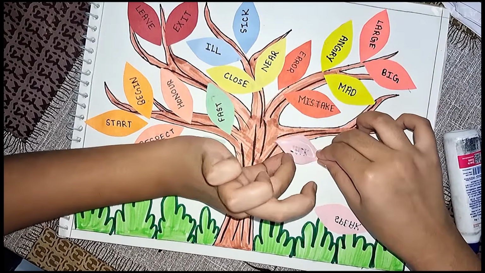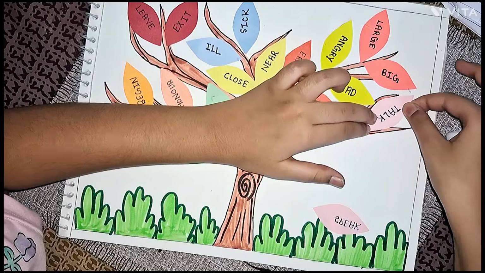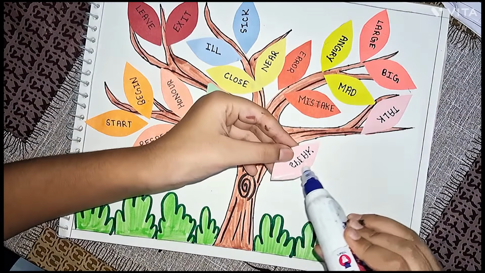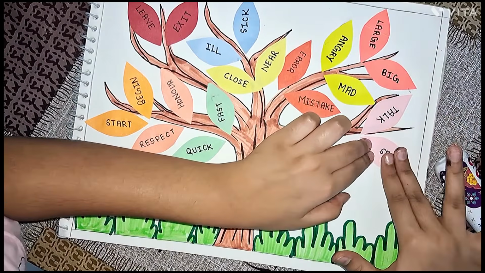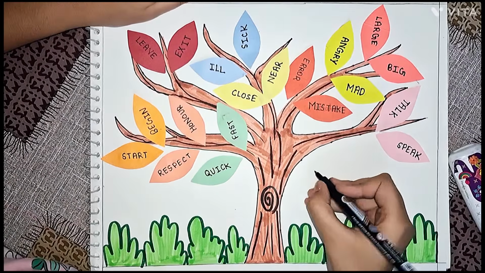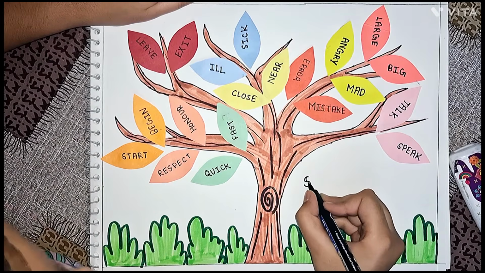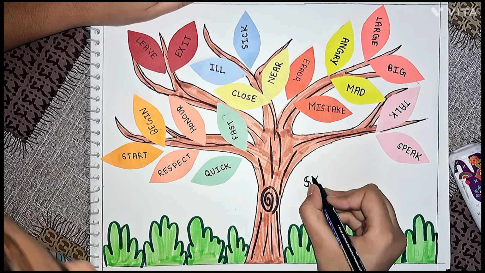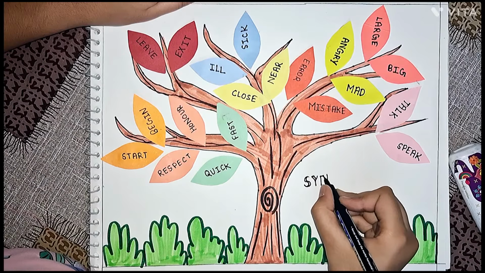Here you can see all the synonyms I have used. I've made all synonyms with different colors: orange, red, green, yellow, blue, pink, and this is our final look. I'm just going to write synonyms in calligraphy. You can also watch our video of writing sunflower in calligraphy.